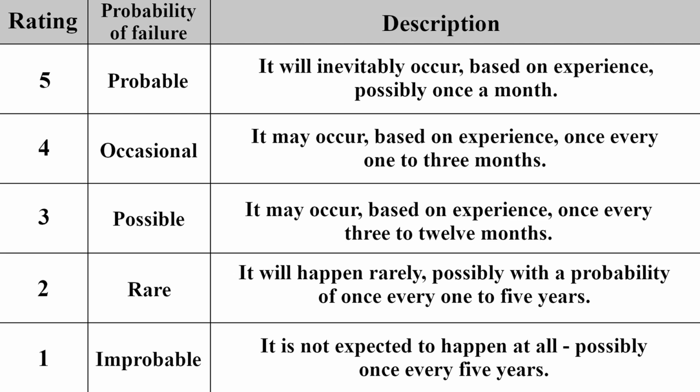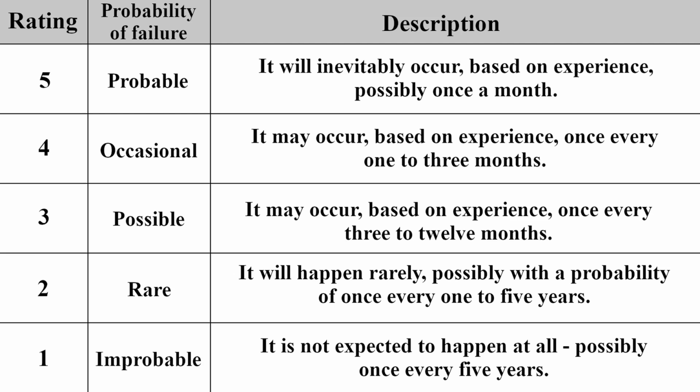The second subcategory of the likelihood rating is called rare and has a value of 2 points. The value is assigned 2 when the following probability can be accepted. It will happen rarely, possibly with the probability of once every 1 to 5 years.